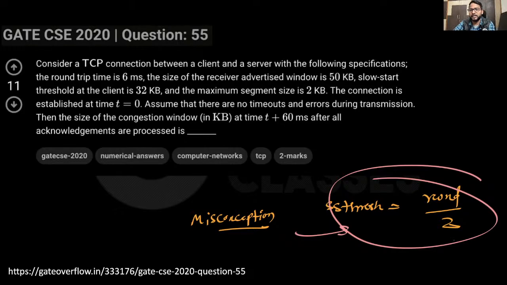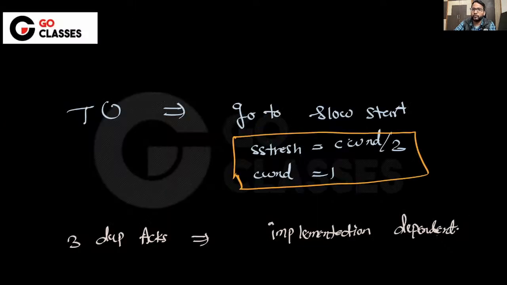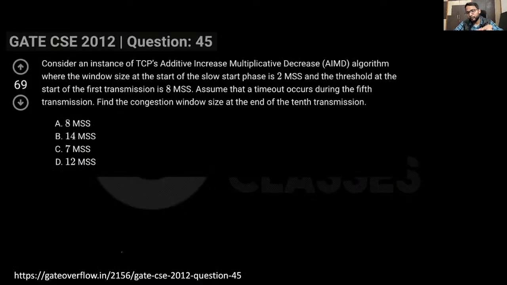Let me know if things are clear to everyone. Now, I do not have many questions because only these are the questions that GATE has asked, or whenever GATE asks, they will always give you that this is the timeout. They can never give you 3 duplicate ACKs. Let me know if this is clear or there is still any confusion. Then we will directly solve the GATE PYQs so that we get more understanding.